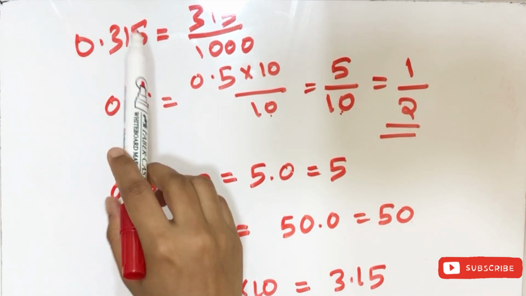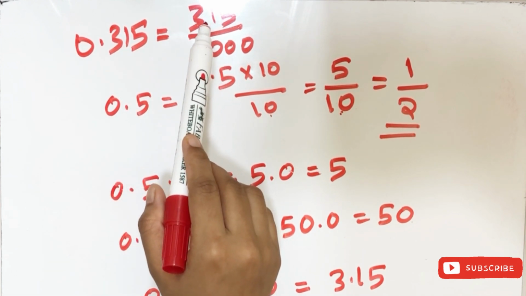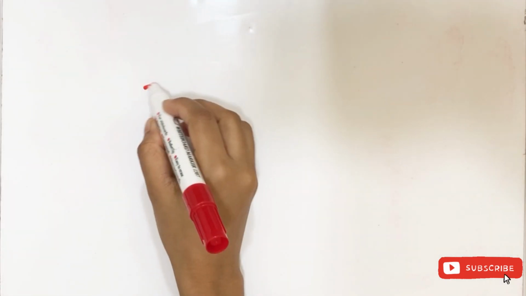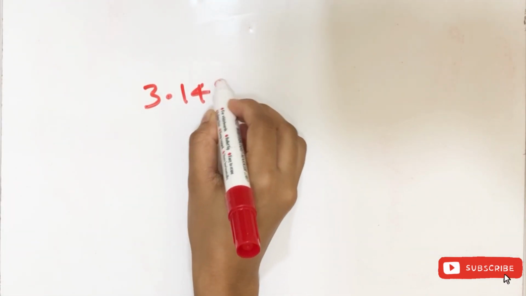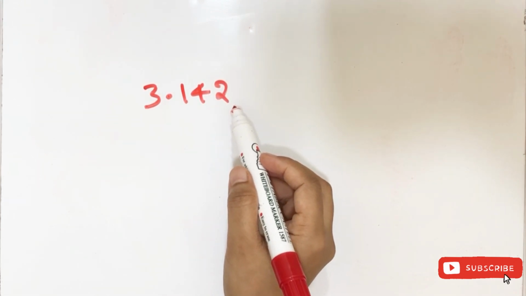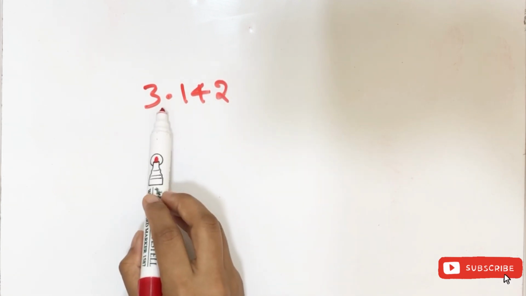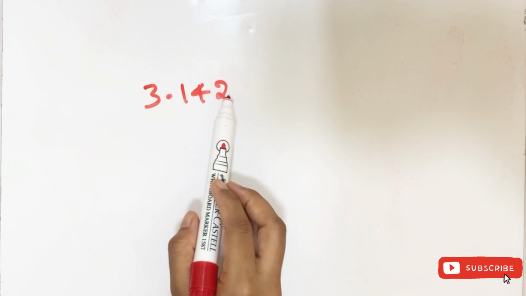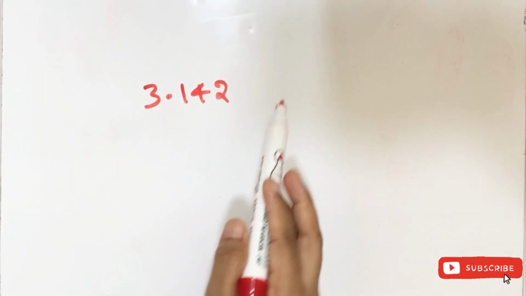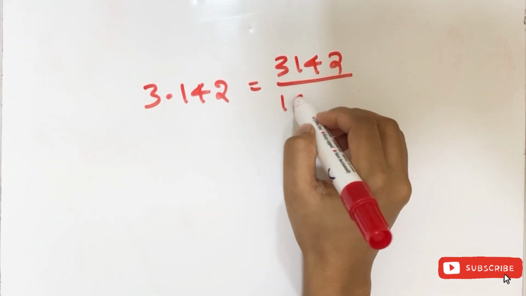So we can easily change any terminating decimals to fractions. I will show you some more examples. What is 3.142? How to express it in the form of a numerator by denominator? Here after the decimal there are 3 digits. So just multiply by 1000 and divide by 1000. That is 3142 divided by 1000.